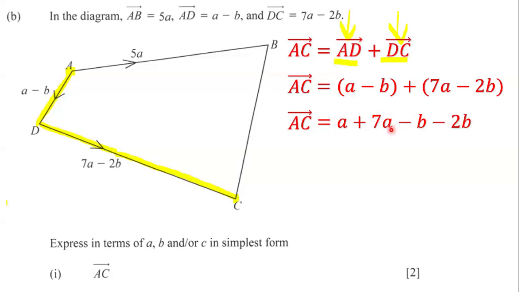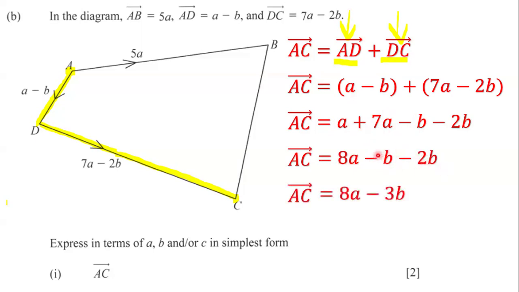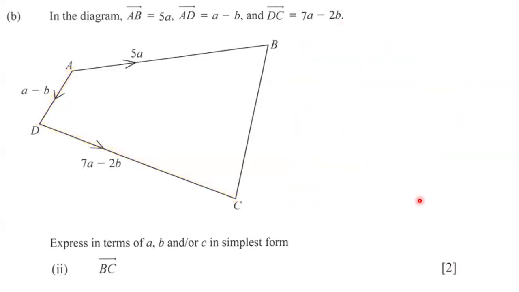And so what we do here is we add. A plus 7a is simply 8a. And then we just bring down the negative b and negative 2b, and then we operate on these. Negative b minus 2b is equal to negative 3b. And so that means that the vector AC is equal to 8a minus 3b. And that's the answer to this question.